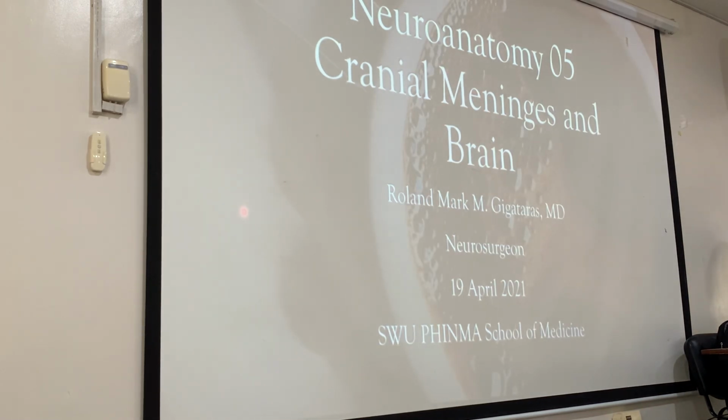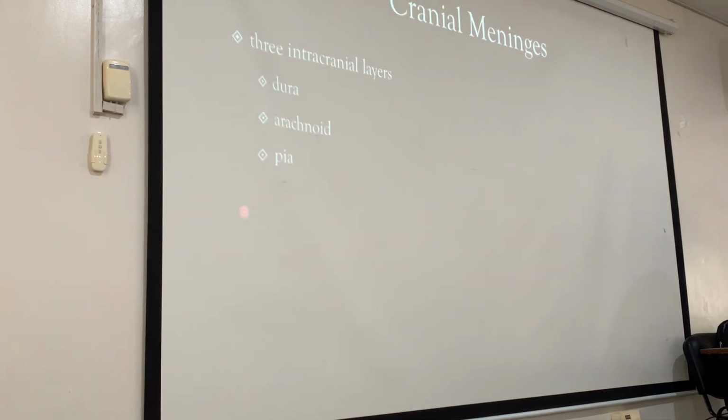Our last topic will be the cranial meninges and the brain. So the meninges are the coverings of the brain. There are 3 intracranial layers. They're beneath the cranium, or beneath the bone. So we have first the dura mater, arachnoid mater, and pia mater. So 3 layers. Dura, arachnoid, and pia. That's from external to internal.